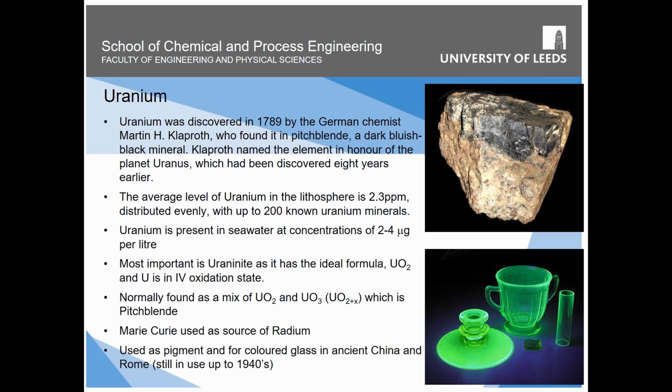Uranium is quite a common element in the lithosphere, in the rocks that make up the Earth. There's almost 200 or so minerals that can contain uranium in measurable quantities, and of course those minerals erode with rainwater, and that uranium gets flushed through rivers into the sea. So in terms of mass, there's a lot of uranium in the seawater, although the concentrations are very, very low, only about 2 to 4 micrograms per litre.